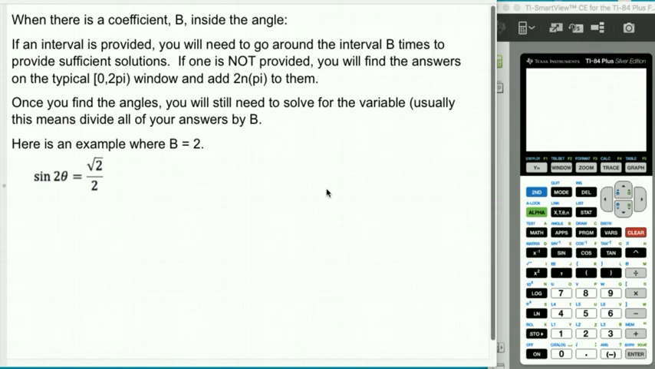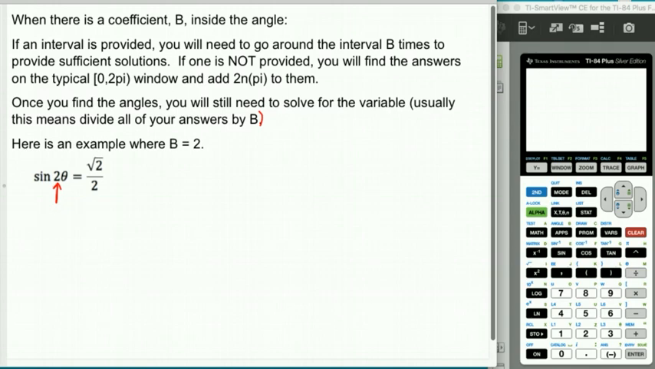All right, so next we're going to do angles where there is a coefficient b inside the angle. This is actually the value that we've seen before that is called the frequency and changes the period of a function. So if an interval is provided, you're going to need to go b times around the interval to find all the solutions. So for instance here, b is 2. If there had been an interval provided, I would have to go twice around the interval to find all the solutions. If one is not provided, then you're just going to find all the answers in the typical 0 to 2 pi window and add 2n pi to each of those answers. Once you find those angles, you're still going to need to solve for the variable, which usually means divide all your answers by b. Sorry, there's a missing parenthesis.